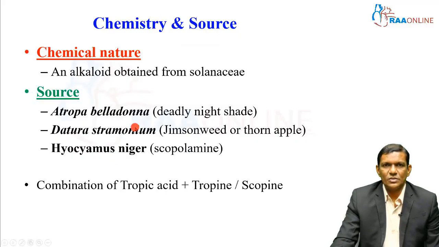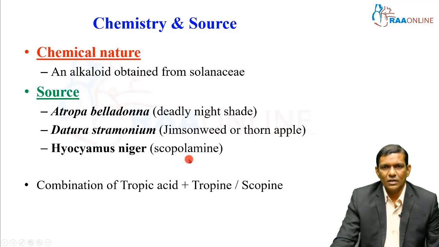So coming to the chemistry and source, these atropine are obtained from the Solanaceae family. It is obtained from a plant, and it is most commonly an alkaloid. And the source, if you see here, atropine is obtained from Atropa belladonna, otherwise called deadly nightshade. It is also obtained from Datura stramonium, another plant otherwise called Jimson weed or thorn apple. This you would have come across. I will show you the picture in the next slide.